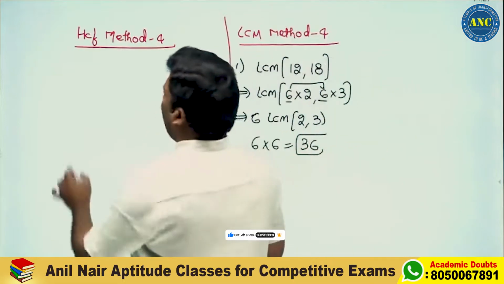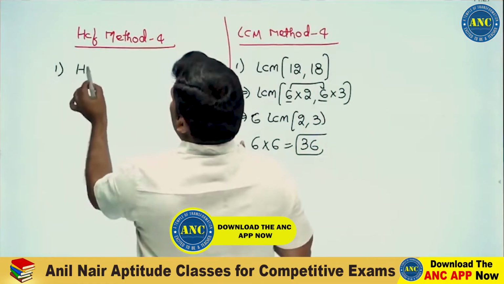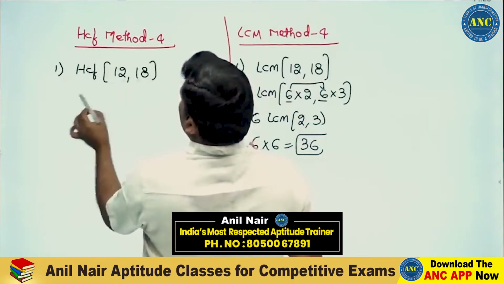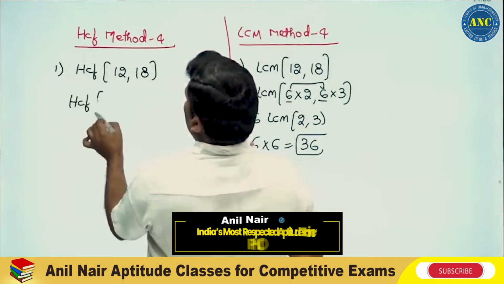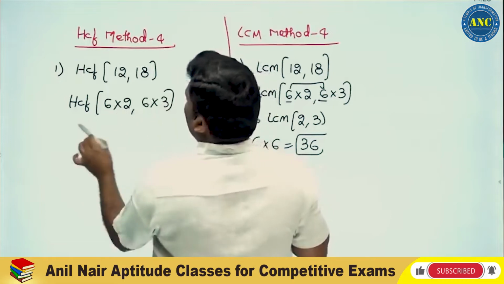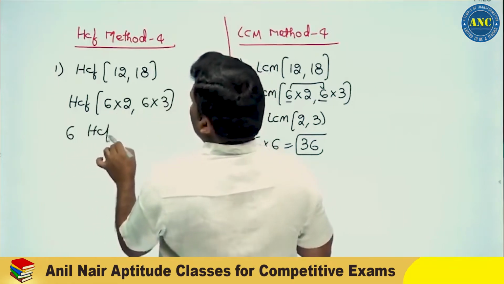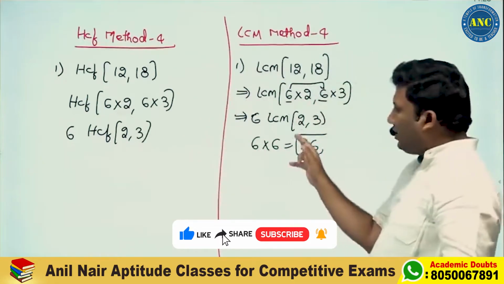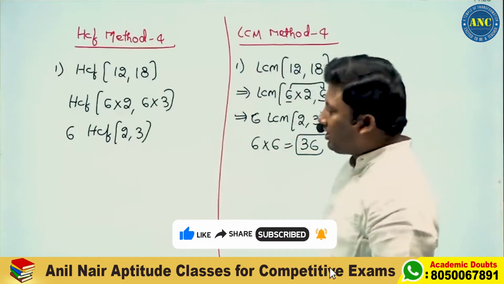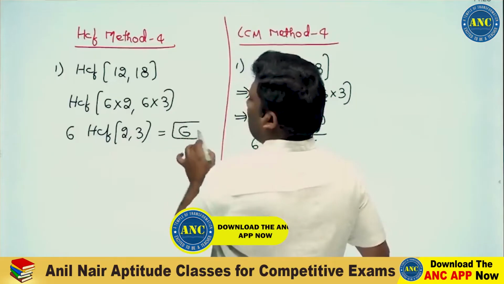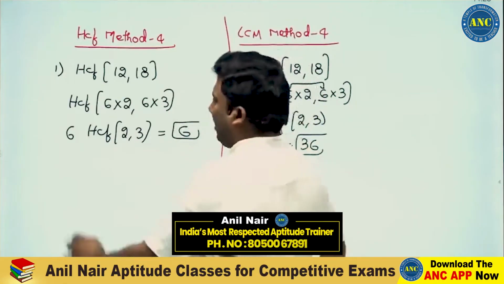Same process we will do for HCF. HCF of 12, 18. First take the factor common out. 6 into 2 and 6 into 3. Factor common out, 6 into HCF of 2, 3. Here LCM of co-prime numbers is their product, so 6 into 6 I got. For 2 and 3, HCF of co-primes is 1. So 6 into 1 is 6. Same process. I hope the idea is clear.